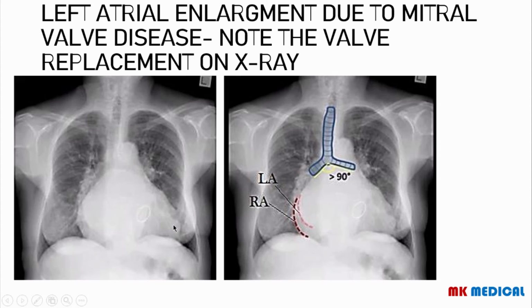So here is an example of a double density sign. You can see that there is a structure here that was placed by the valve. And you can see that here you have 2 heart borders. You have a heart border here, and another heart border here. You call this the double density sign. The border that is furthest outside here is the border of the right atrium, and the border that is pushed out here is now the border of the left atrium.